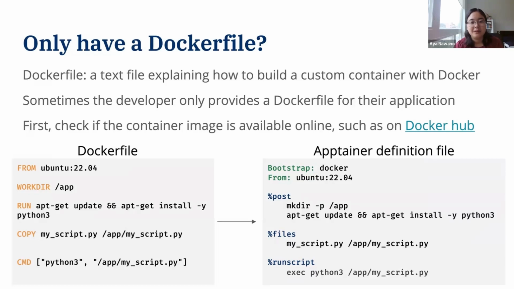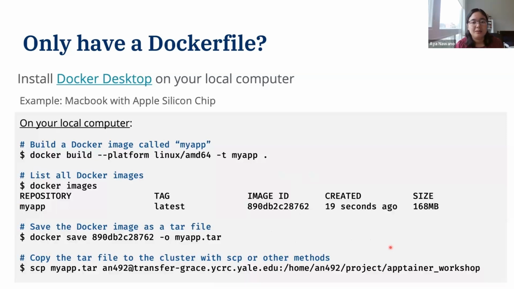Unfortunately, you cannot directly build Apptainer images from a Dockerfile on our clusters. In this case, there are two possible options you can use. The first option is to manually convert the Dockerfile into an Apptainer definition file. While the syntax of Dockerfile is slightly different from the Apptainer definition file, the structure is quite similar. This approach is feasible if the Dockerfile is relatively simple. The second option is to build a Docker image on your local computer and then transfer it to the cluster, where you can build the Apptainer image.